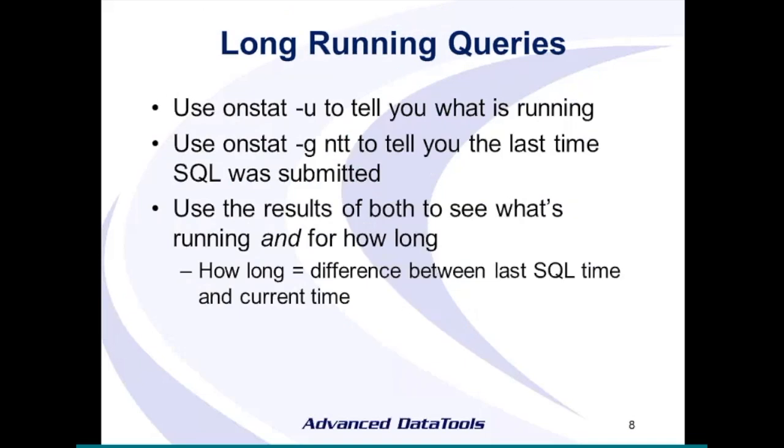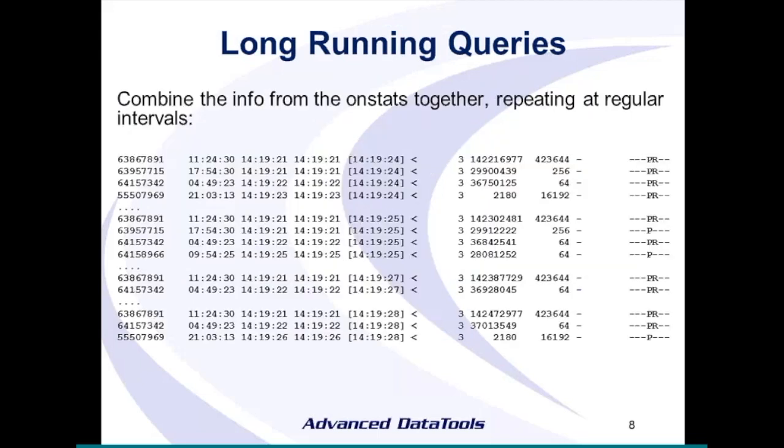So by using onstat -u to find out what is active, what is actually running, and then comparing that to the output of onstat -g ntt, I can find out what SQL is running now and how long it's been running, because I just look at the time that it was last submitted. I know it's active, and the difference between the time it was last submitted and the current time is how long it's been running. So I can combine those two bits of information together and start looking at the sessions that might be running for a long time.